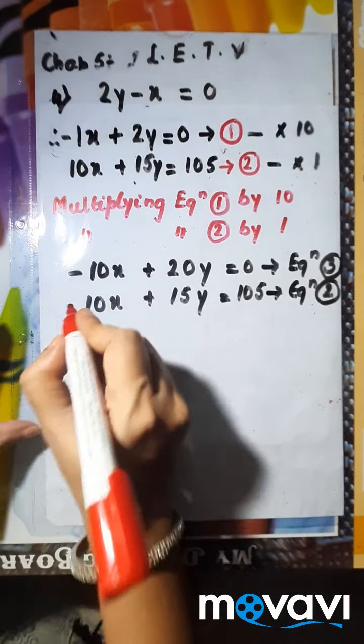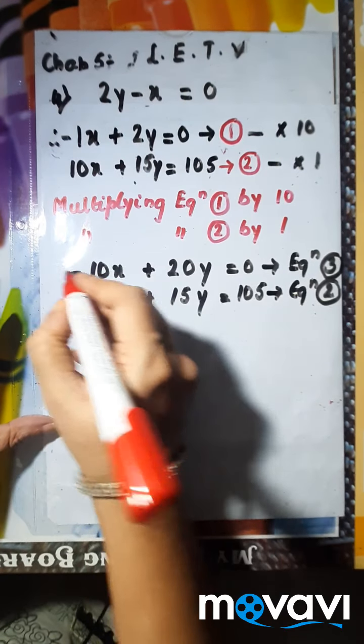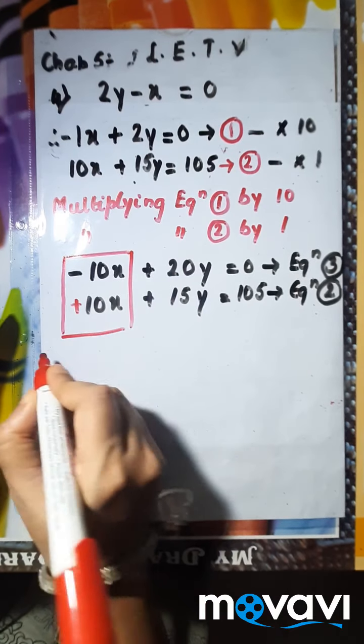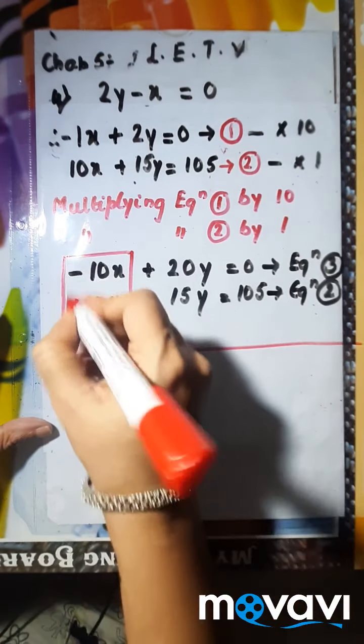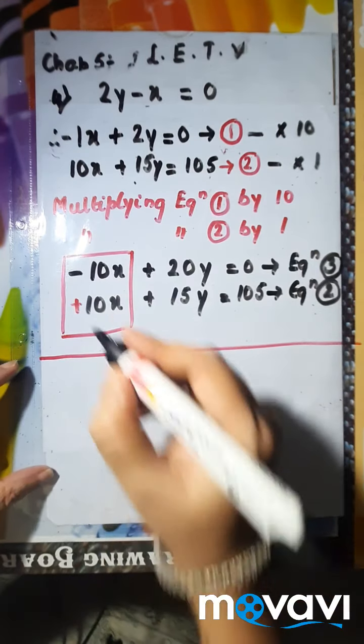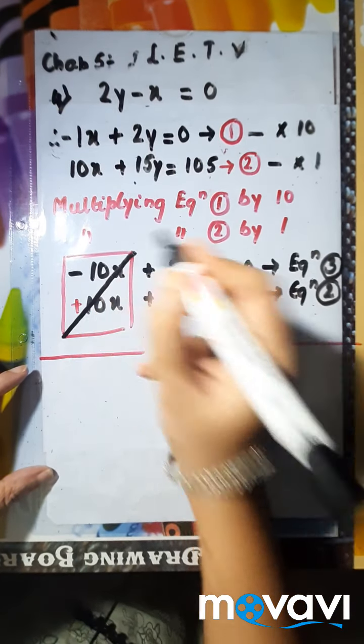Now let's put this, both these are having the same coefficient, so I'll put this in the dabba. Okay, now I'll look at the signs. The signs are different, so I have to add. I have to add means I don't have to change the sign. So this gets cancelled.